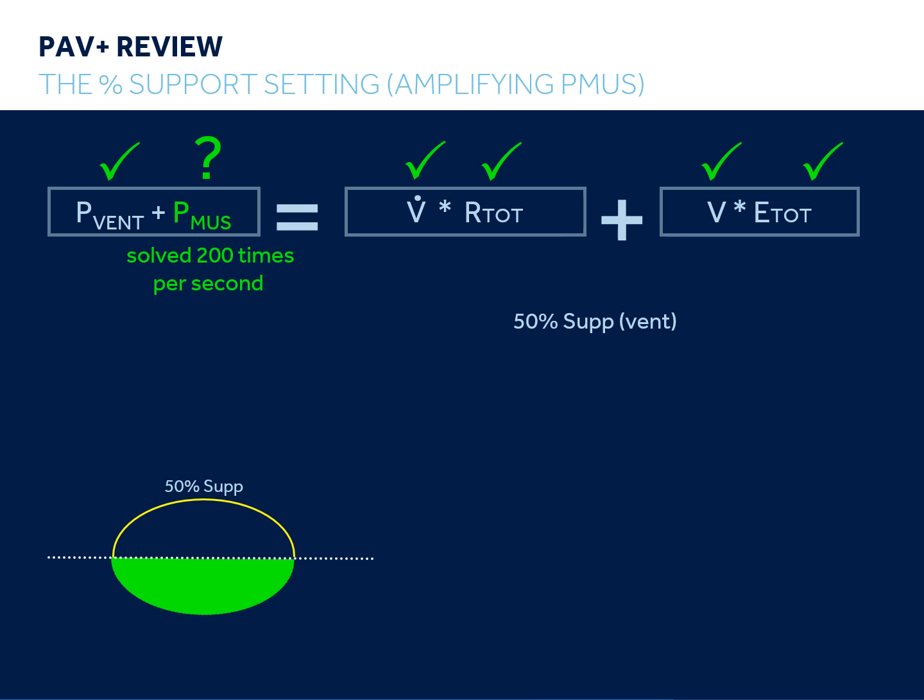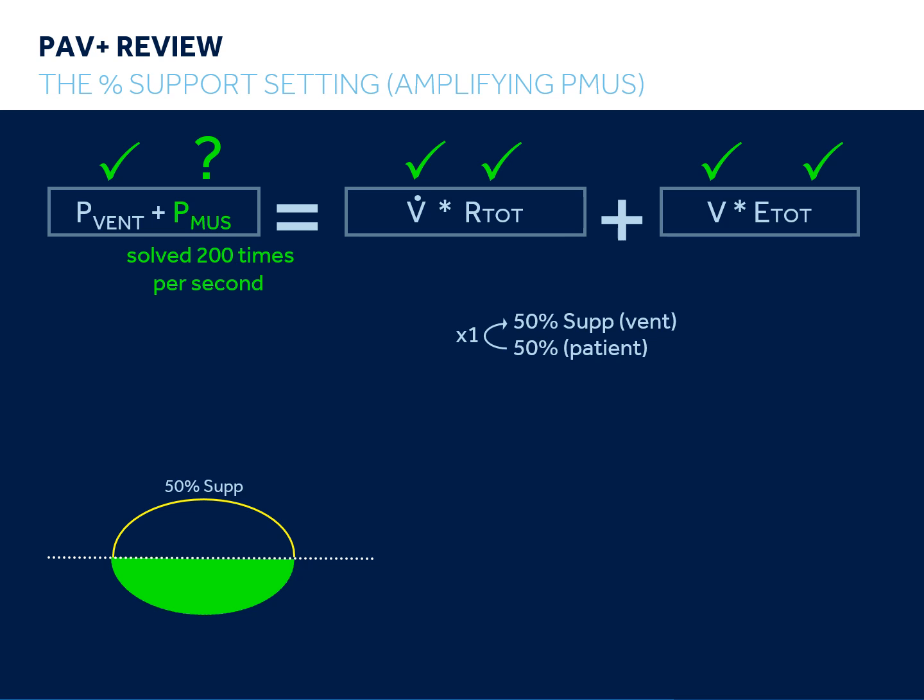What you see here is an example of the 50% support setting in which the support provided by the ventilator is a mirror image of the effort made by the patient. The percent support setting is the main setting when using PAV+, and it determines how much the ventilator will amplify patient effort. At 50% support, the ventilator's share of the work to generate the breath is 50%, so the patient's share has to be the other 50% for an amplification factor of 1 times.